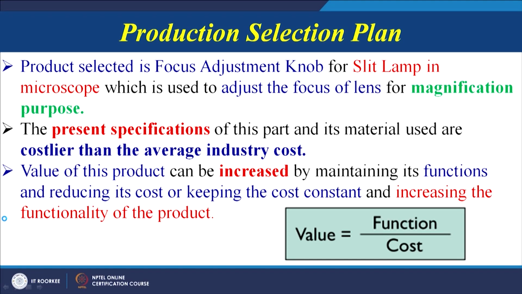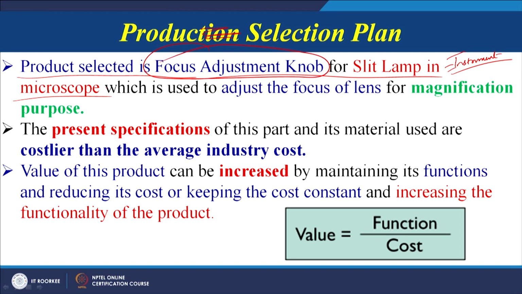Now, first is the product selection. So the product selected here is a focus adjustment knob for a slit lamp microscope. So this is the instrument, and the product is a focus adjustment knob.